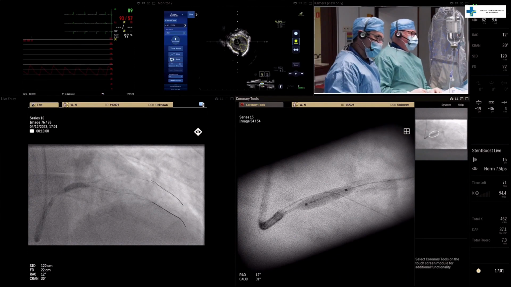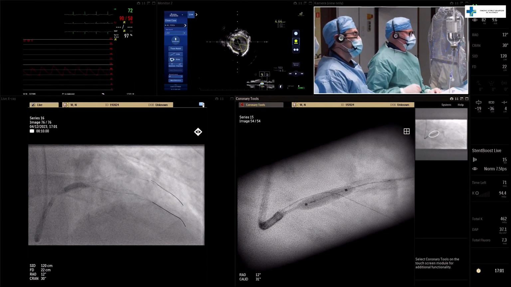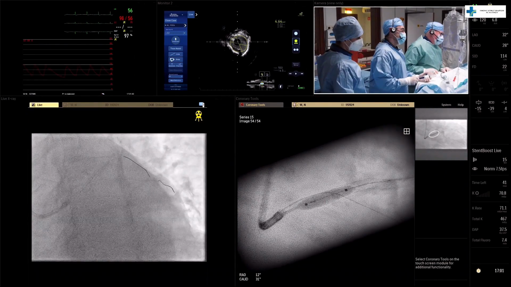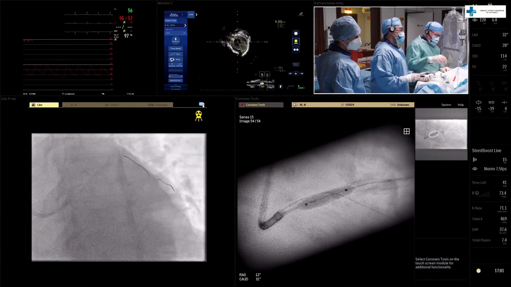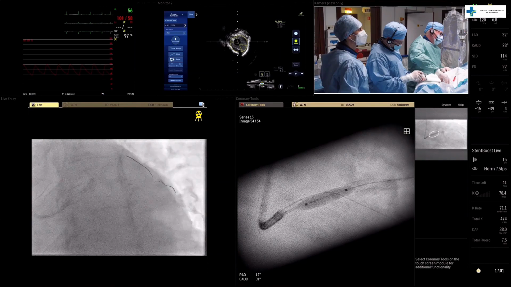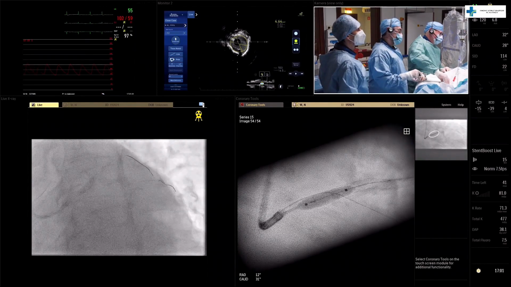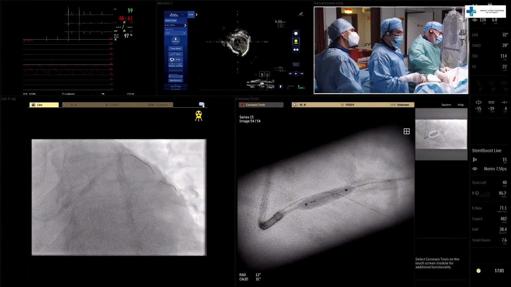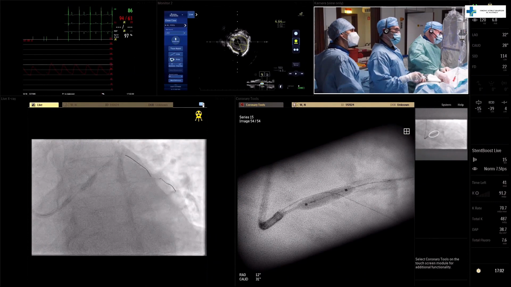And maybe now we can go to spider. So now we are in a spider view and we can open again. And as you can see, the balloon is again fully opened. So we will administer another 10 pulses of IVL.